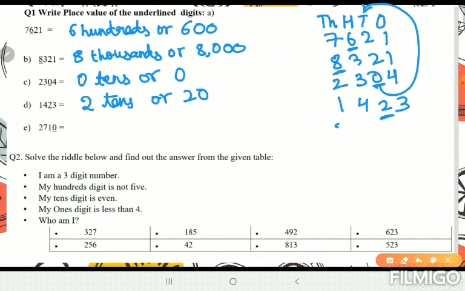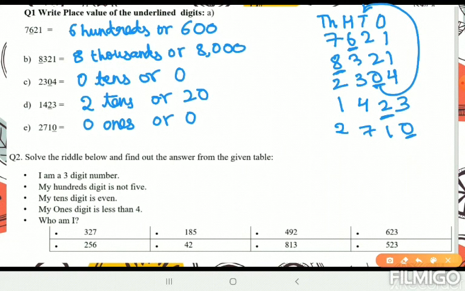Last one, 2710. Again, where is 0? 0 is in the ones place, or we write it as 0. So you can check if you have written the answers correctly or not. Let's see the next one.